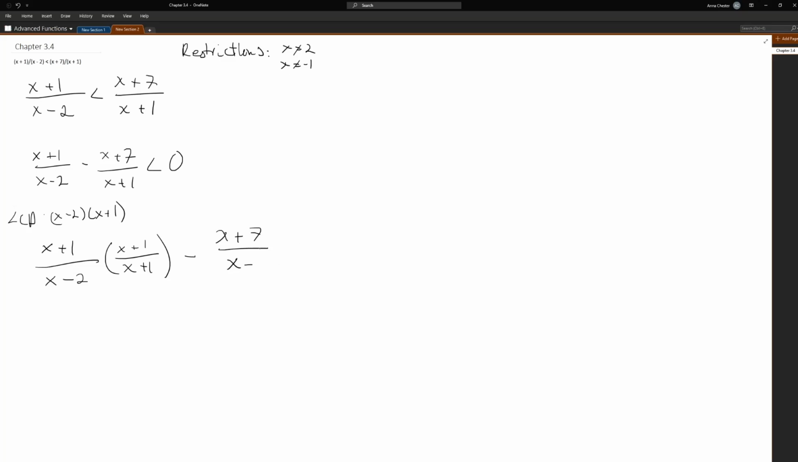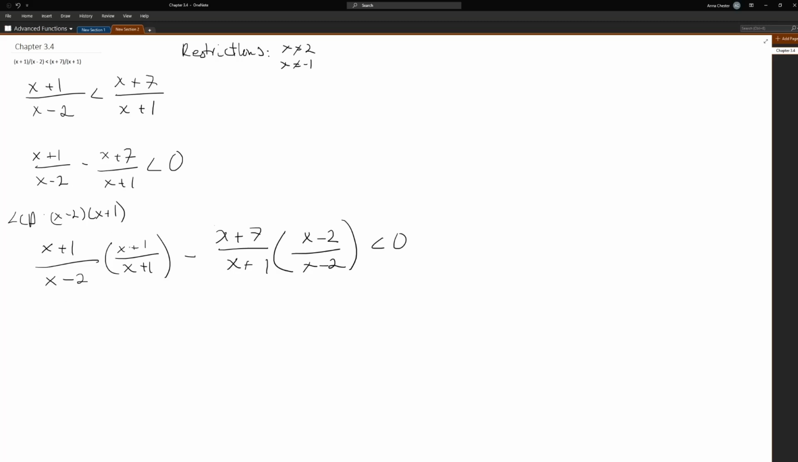Sorry, I wrote this wrong. There you go, times x minus 2 over x minus 2, and then it still is smaller or equal to 0. Remember, these values just equal 1, so we're not actually changing what the function equals.